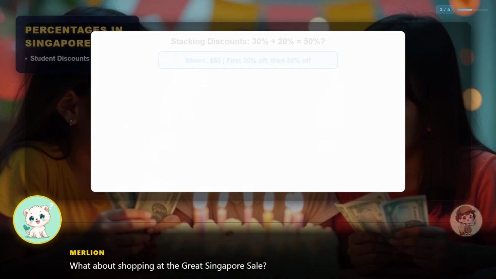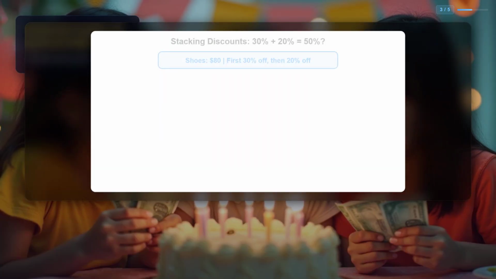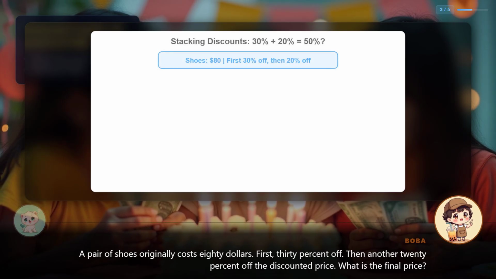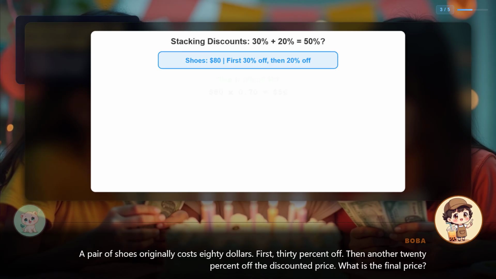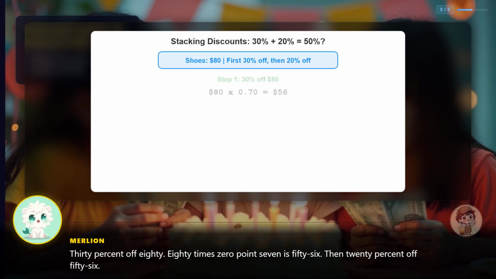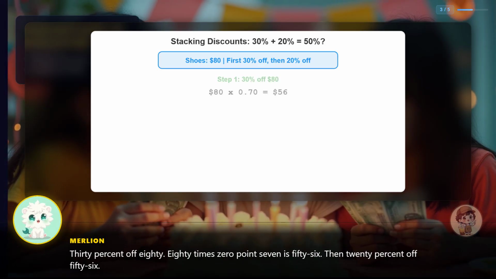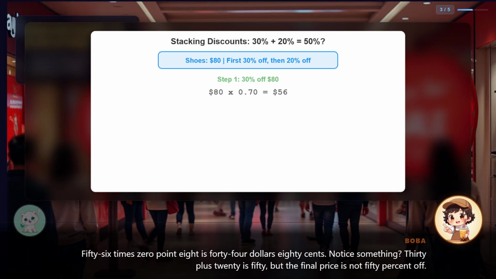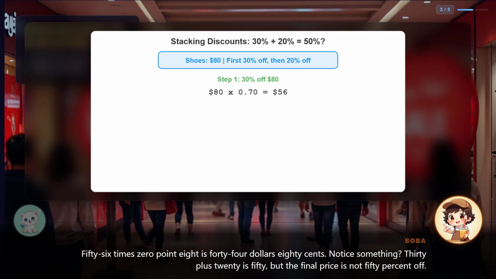What about shopping at the Great Singapore Sale? A pair of shoes originally costs $80. First, 30% off, then another 20% off the discounted price. What is the final price? 30% off 80. 80 times 0.7 is 56. Then 20% off 56. 56 times 0.8 is $44.80.